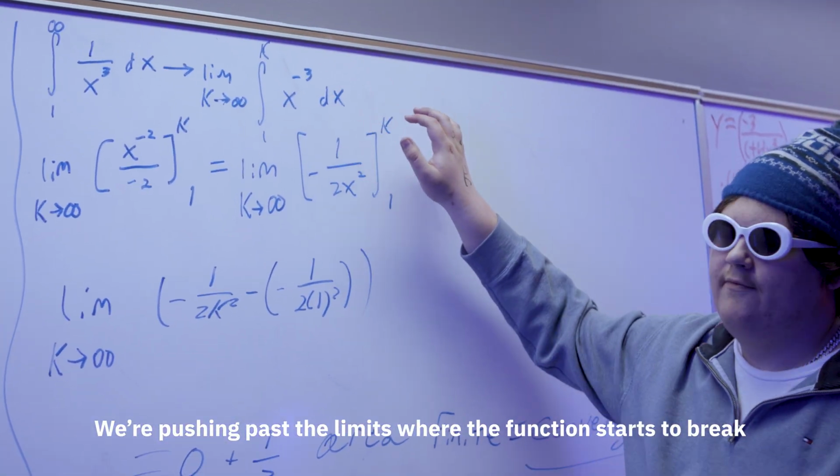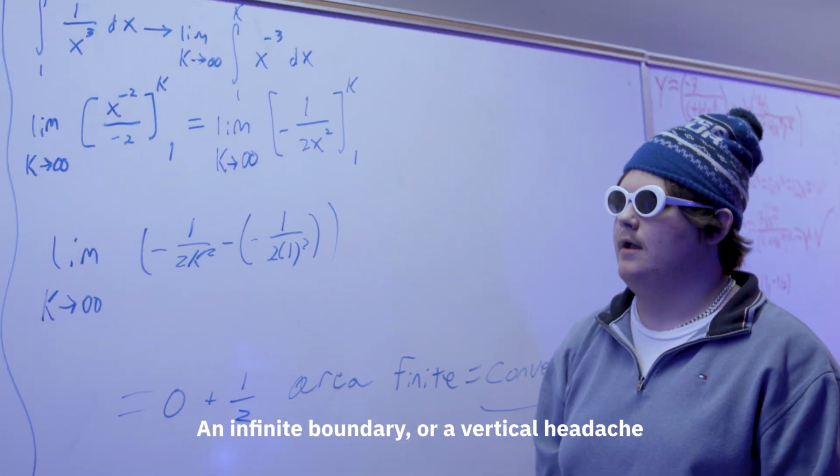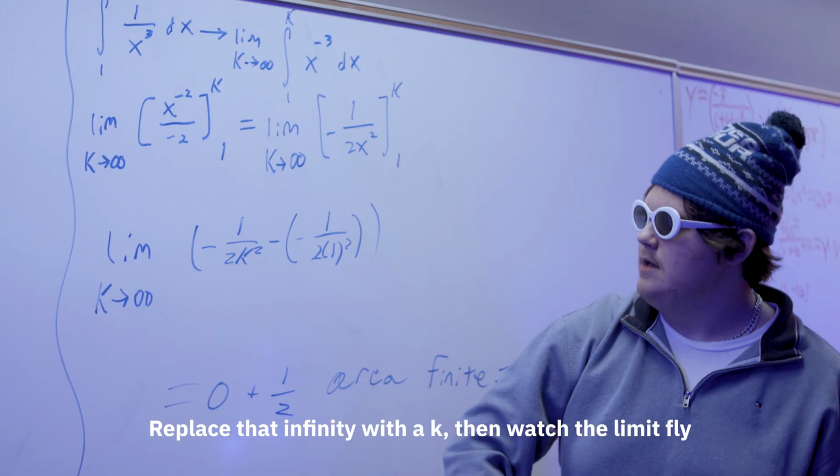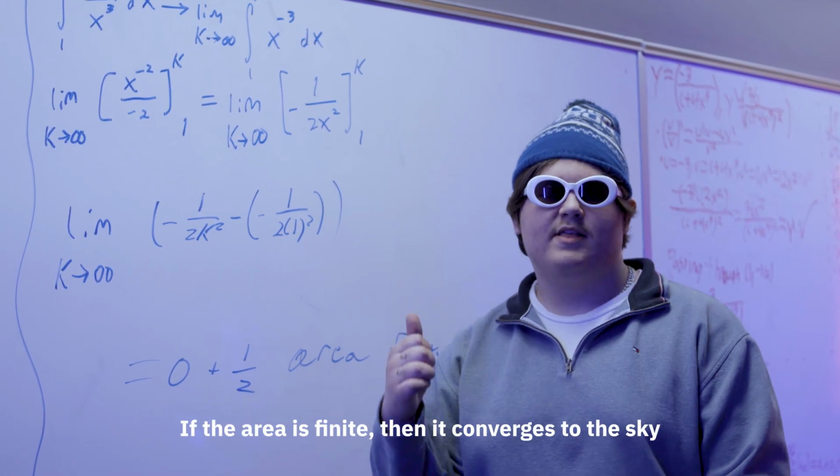Pushing past the limits where the function starts to break, an infinite boundary or a vertical headache. In place of infinity put a k, watch it limit fly. If the area is finite, then it converges to the sky.